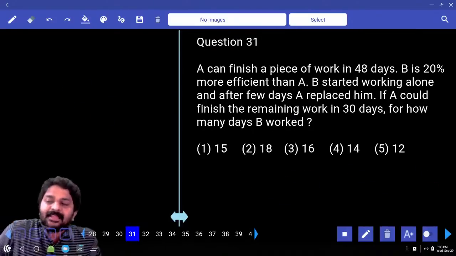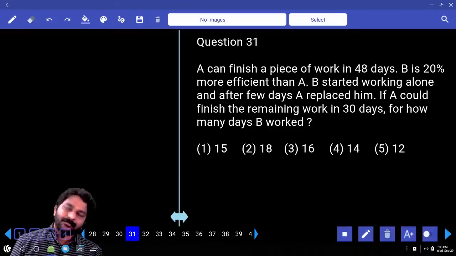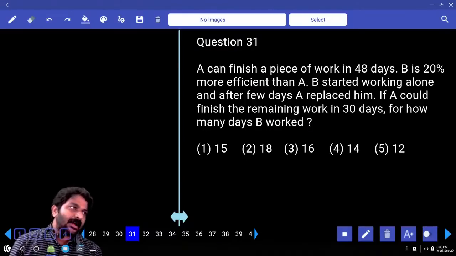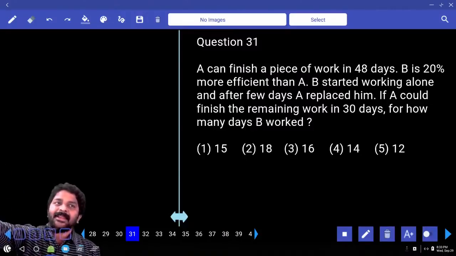A can finish a piece of work in 48 days. B is 20% more efficient than A. Right. Try to listen. If A efficiency is 100%, B efficiency becomes 120%. So we can remember this. A can complete the total work in how many days? B started working alone and after a few days, after how many days you don't know, A replaced him. So B will not work, only A will work. If A could finish the remaining work in 30 days, A can finish total work in how many days? Now the remaining work is done by A in how many days?